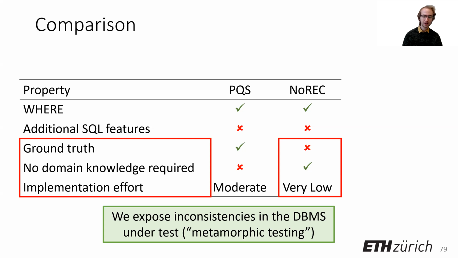Now, one main advantage is that NoREC doesn't require any domain knowledge, and also the implementation effort is very low since we do not need to implement these expression evaluators. But as I said, it can only detect a subcategory of logic bugs, namely optimization bugs.